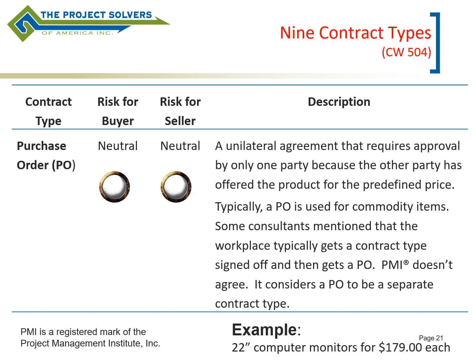And because of that, you would typically use a PO for commodity type items, off-the-shelf type items that don't require any customization. Also note here that sometimes a workplace might get a different contract signed off, like a fixed price or a cost reimbursable, and then get a PO. But PMI, however, considers a PO to be a separate contract. So that might be done a little bit differently than PMI views it in the real world.